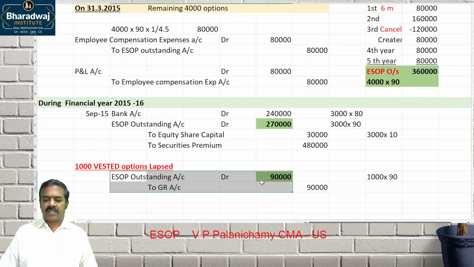See, let it be vested options lapsed or unvested options lapsed, the same journal entry, because the accounting is the same. ESOP outstanding, we will transfer to which one? General reserve.